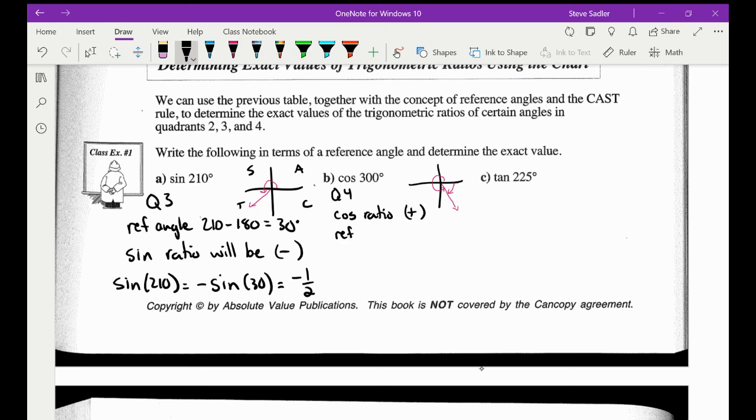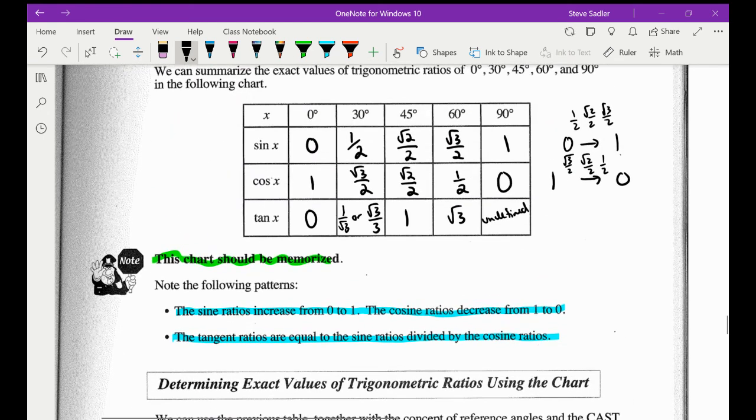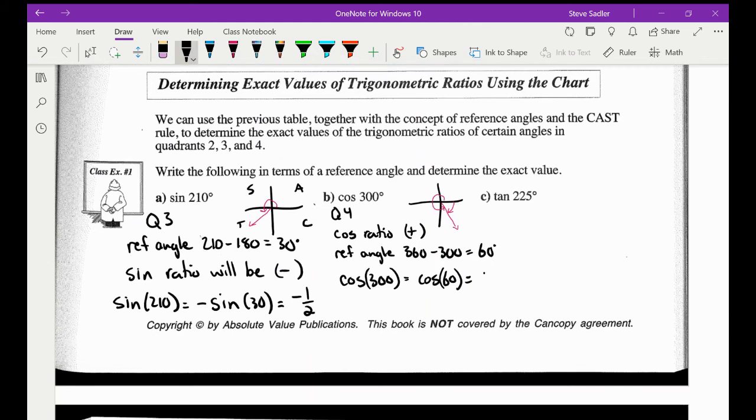Our reference angle is 360 minus 300, which is equal to 60 degrees. So now that we know the reference angle and the fact that it's going to be positive, we can say that, well, we know cos of 300 is going to be the same as cos of 60. That's its reference angle. And cos of 60, if we go to our chart, is going to be 1/2.